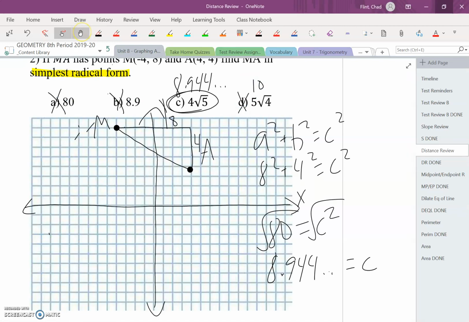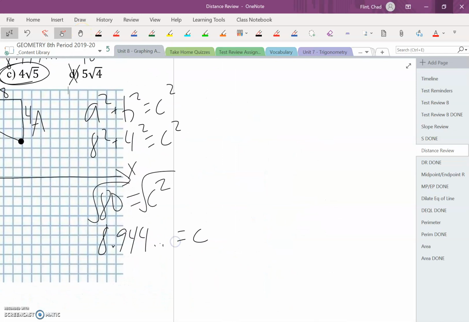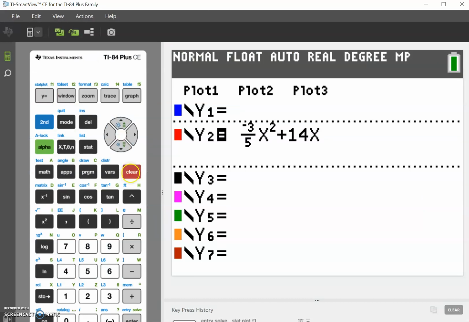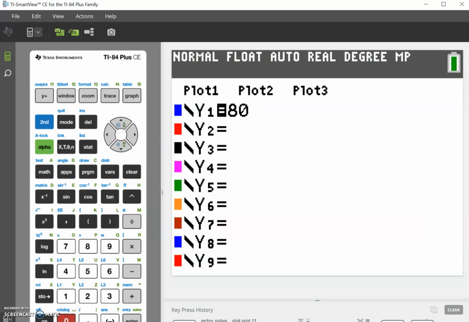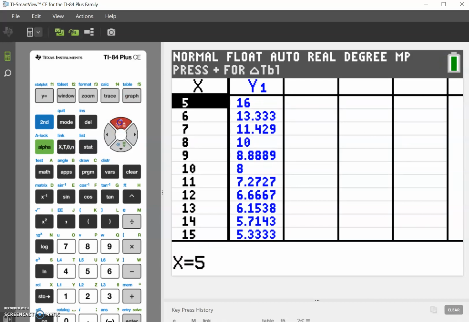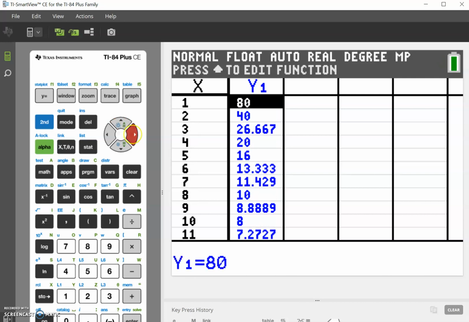Now, simplest radical form, if you want to know how to do that, it's not a super complicated thing. You're going to have to know the factors of 80, and you want one of them to be a perfect square. The best thing to do is go to the calculator, go to y equals, put in 80 divided by x, and then the table will give you the factors of 80. Start at the beginning, and then look down the y column for the first perfect square you see, which would be right there. So we're looking at 5 times 16 to give me 80. We want 16 because it's a perfect square.